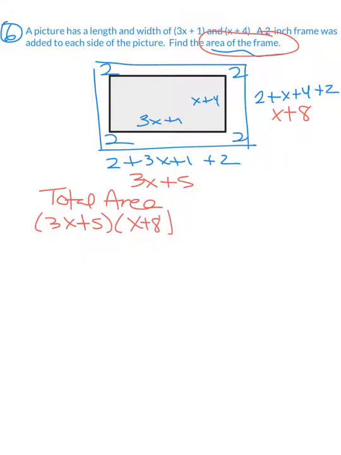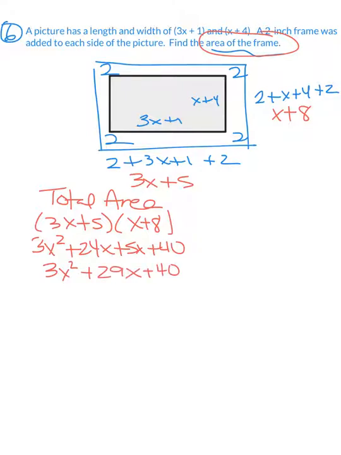So I'll use FOIL since I have two binomials, so that'll give me 3x squared. My outside's 24x, my inside's 5x, and my last is 40. I'll combine my like terms, and I have 3x squared plus 29x plus 40. So that's the total area, which includes the frame and the picture. Now the other part of that is I have to worry just about the picture. So that's the area of the picture. Since at some point I'll have to take that out since I don't need that, I just need the area of the frame.